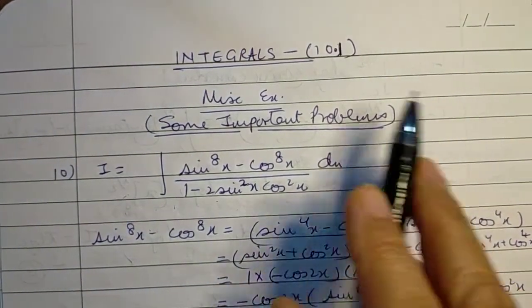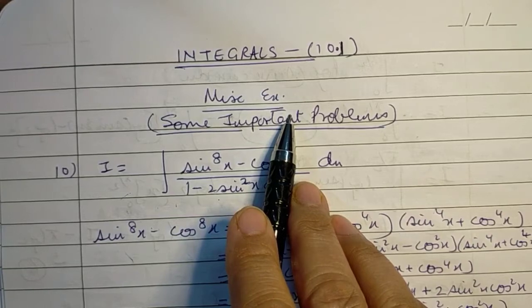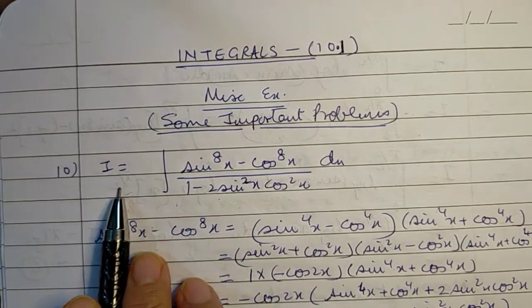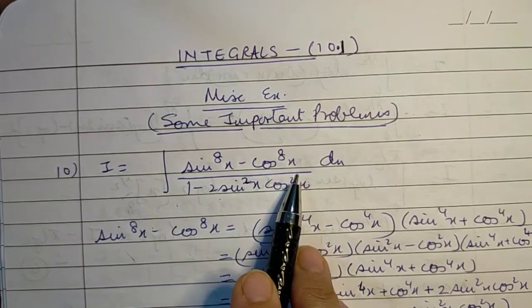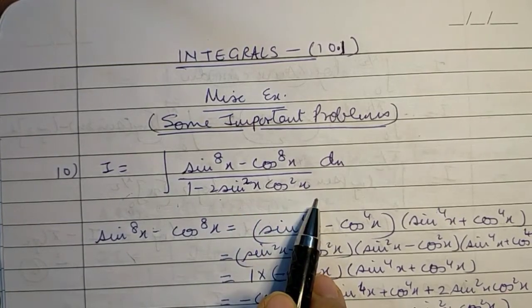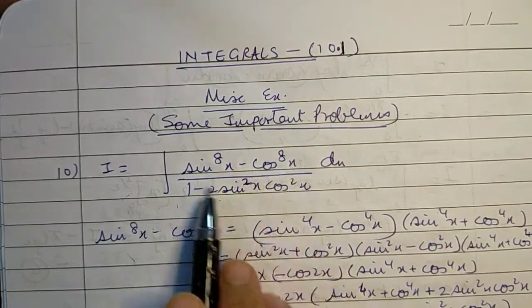Hello students, today I'll be taking up some important problems from the miscellaneous exercise. Let's start with question number 10. It says I is equal to the integral of (sin^8 x minus cos^8 x) upon (1 minus 2 sin squared x cos squared x). We have to integrate this. So let us first simplify the integrand.